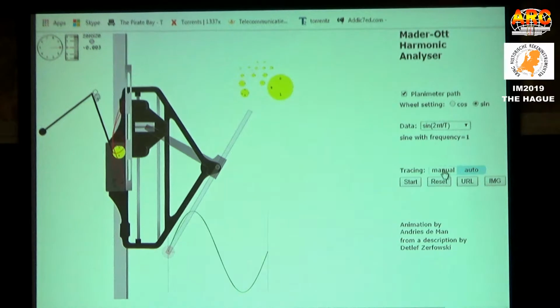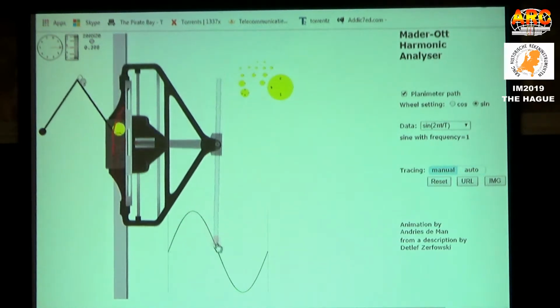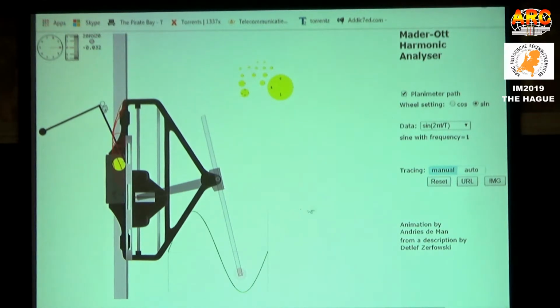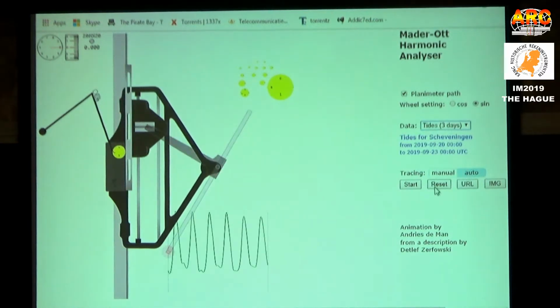Andres has made it like this, that you can even draw manually. And you can even use different functions here. There's also a tide table in it, for Scheveningen. There's also a tide graph in it, the last one. If you select the last data set, it's the tides. One day of it. Yeah, we can start this. It's these 3 days.